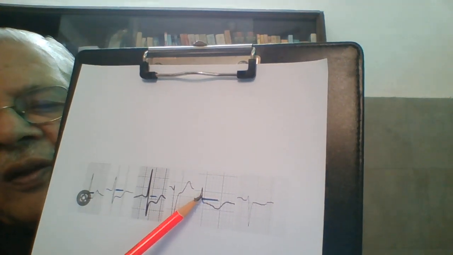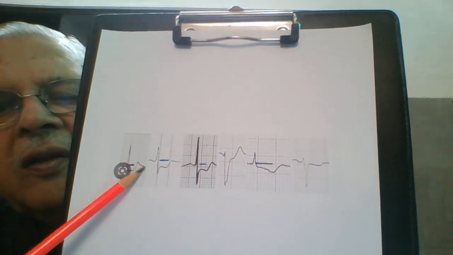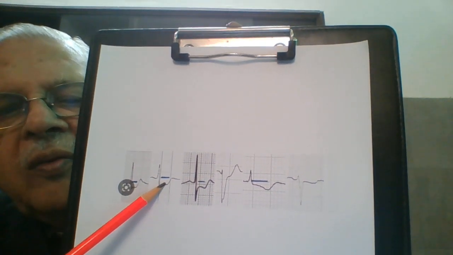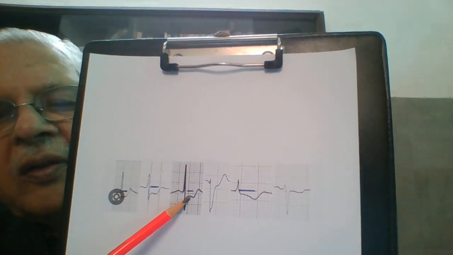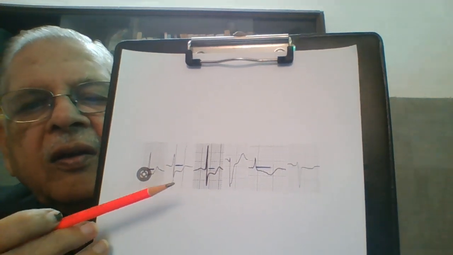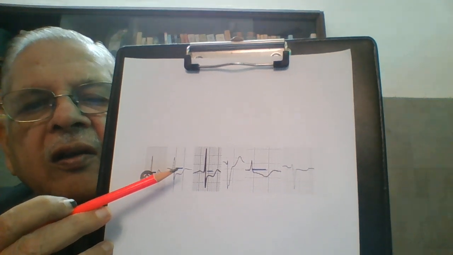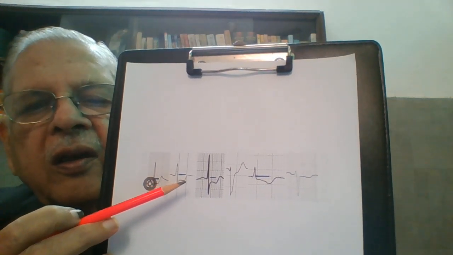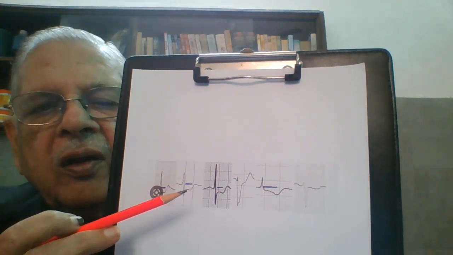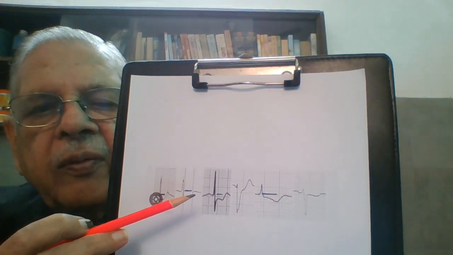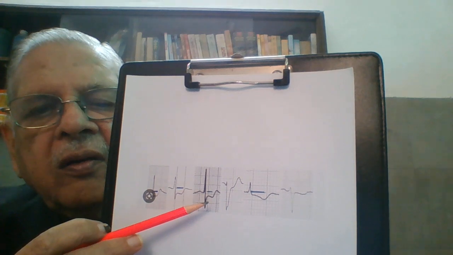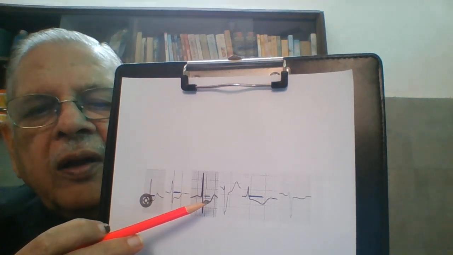You do note that this is about 3 millimeters below the baseline. This is also showing 3 millimeters below the baseline, and this is also showing the same thing. What is important is the shape of the ST segment. You see, it comes down, it goes up, it again goes down before it merges with this. So it is going up, down, and again up. And here also it is going down and then going up and then a little down.